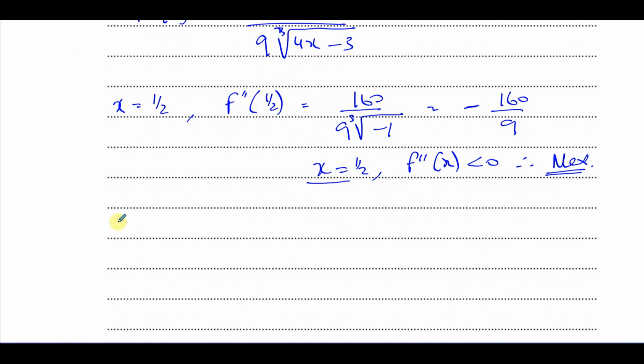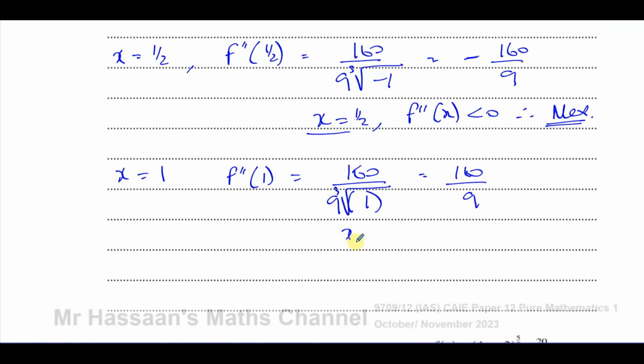And when x equals 1, the second differential is going to be 160 over 9 times the cube root of 4 times 1, which is 4 minus 3, which is 1. So the cube root of 1 is 1, so it's 160 over positive 9, which is greater than 0. So when x equals 1, the second differential is greater than 0. Therefore, we have a minimum. Okay, so when x equals 1, we have a minimum.